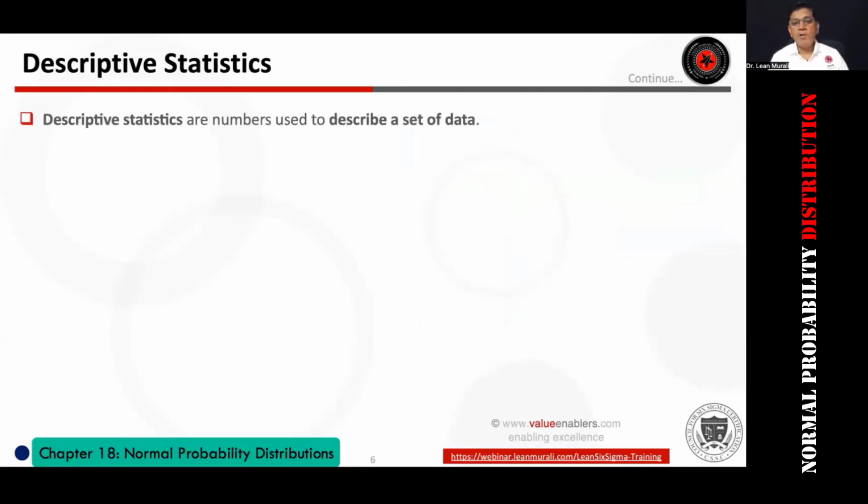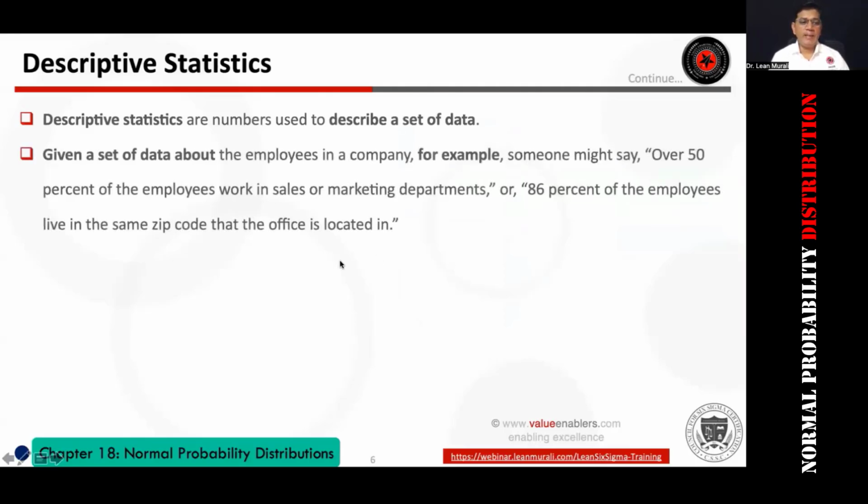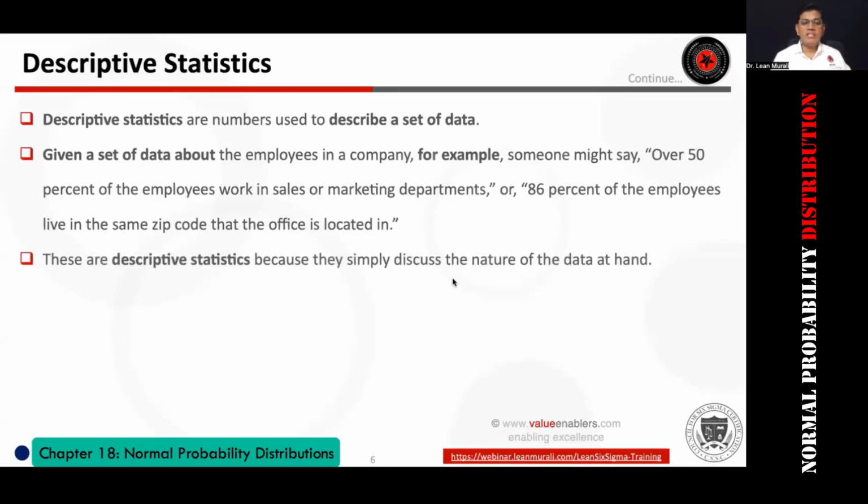Descriptive statistics are numbers used to describe a set of data. How do you describe the set of data? Given a set of data about employees in the company, some might say over 50% of the employees work in the sales and marketing department, or 86% of the employees live in the same PIN code that the office is located in. So these are all data that describe the data.